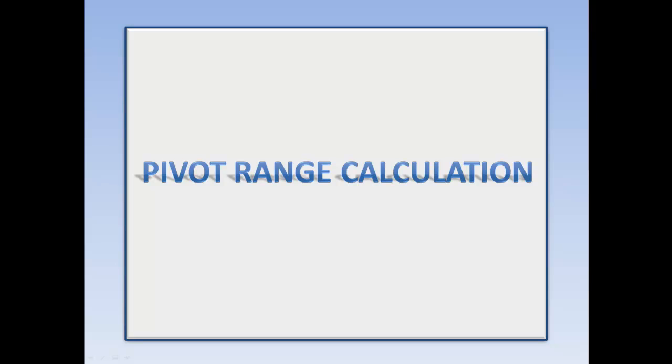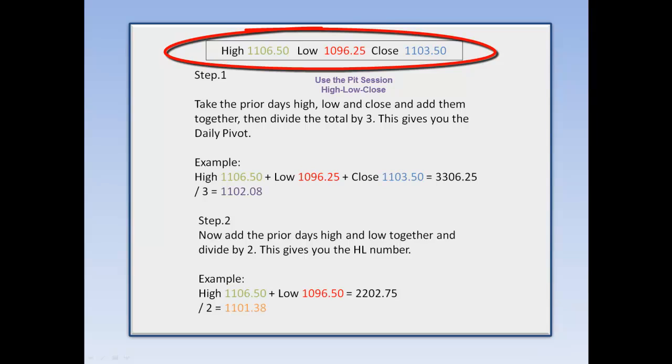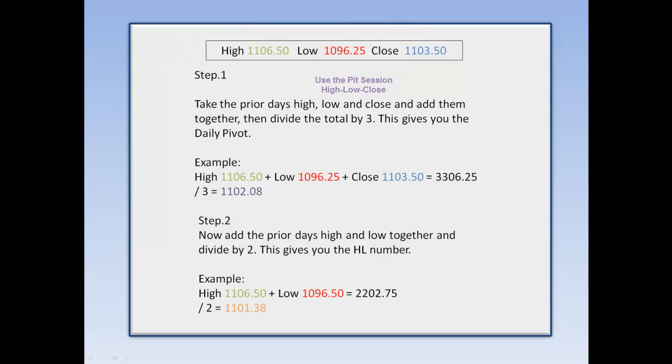So let's get into how to calculate this pivot range. The pivot range is based upon the prior day's action, and then you'll use it in the next day, okay? The pivot range uses the high, low, and the close of the prior session to calculate it. Now there's 4 steps, and we'll walk through these 4 steps. Step 1 is to take the prior day high, low, and close and add them together and then divide by 3. This gives you your daily pivot.